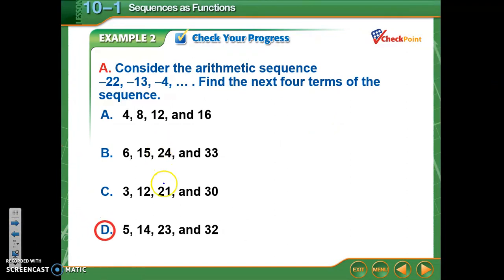Okay, your next 4 terms should be 5, 14, 23, and 32. You get your common difference here by taking, let's say, -4, subtracting the previous term. -4 plus 13 is 9, so 9 is my common difference. So -4 plus 9 gets me to 5, plus 9 to 14, and so on.